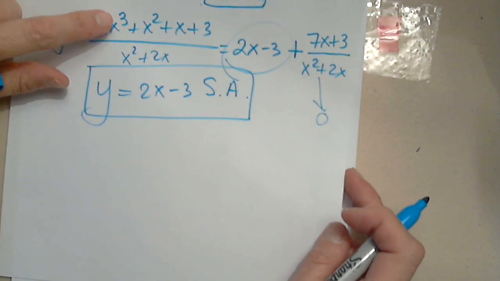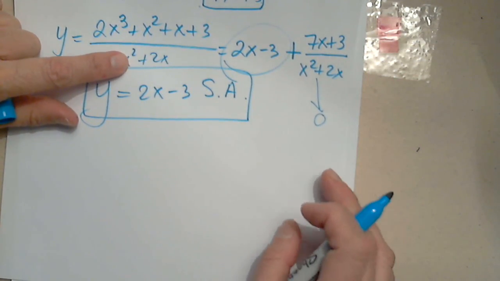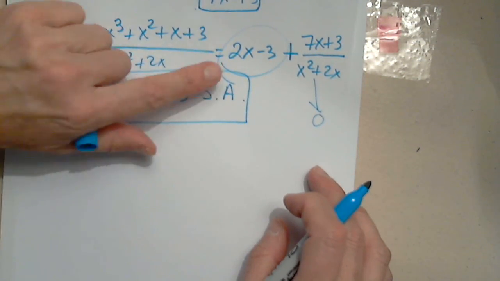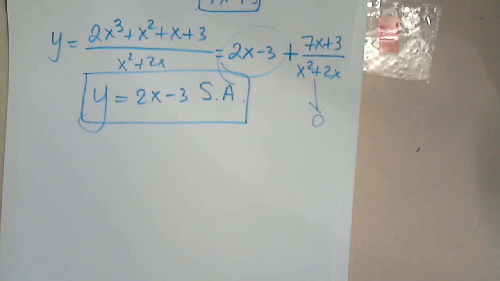Because the degree is 3 in the numerator and 2 in the denominator, the difference is 1. That's why we get a quotient with degree 1. And that is the slant asymptote.